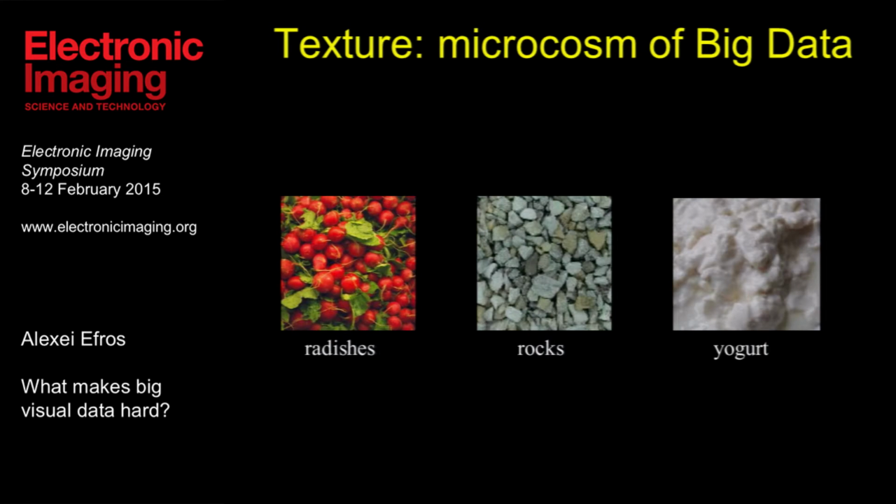I will start with visual texture, which is kind of a weird thing to start with, but I would like to say that it's really a microcosm of big data, right? Visual texture is basically just a single image of a phenomenon that somehow repeats. That's the definition of visual texture, that it repeats, right? And so in a way you can think of it as one image encompassing a lot of different samples of the visual data, right?